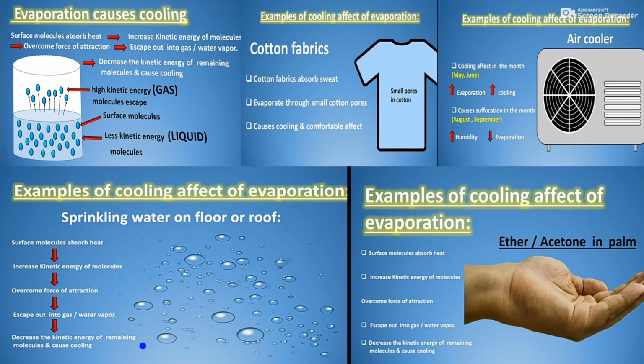Okay. Example of cooling effect of evaporation: sprinkling water on floor or roof. When we sprinkle water on floor or roof, surface molecules absorb heat, increase kinetic energy of molecules, overcome force of attraction, then escape out into gas or water vapor. Decrease the kinetic energy of remaining molecules, causing cooling. Another example: ether or acetone in palm. When we pour some acetone or ether in palm, surface molecules absorb heat, increase kinetic energy, overcome force of attraction, then escape out into gas or water vapor, decrease the kinetic energy of remaining molecules, and finally cause cooling.